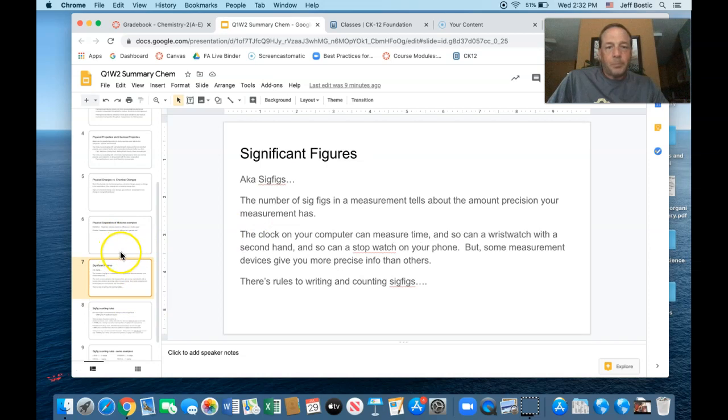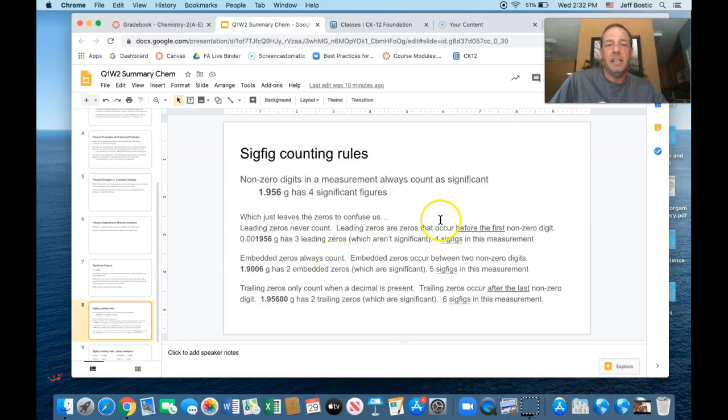You're just limited to minutes on the clock on your computer. Okay. When we're talking about these measurements, and doing math with these measurements, we need to be able to count how many of the digits in our measurements are significant. And here are some rules. Non-zero digits are always significant. A measurement that has any non-zero digits in it, they're always counted as significant. So 1.956 grams has 4 sig figs.